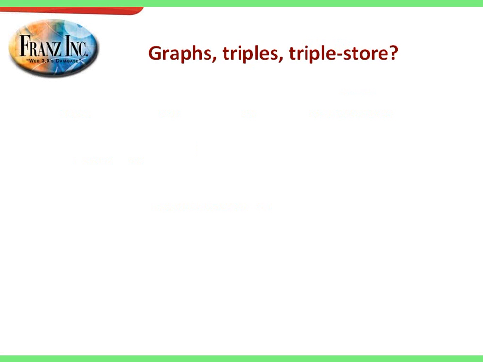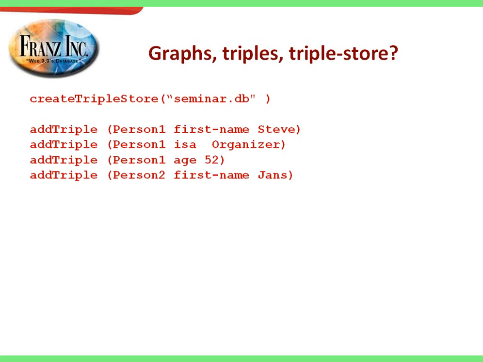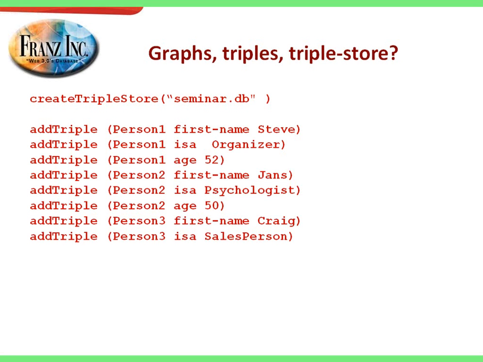But let's start with graphs, triples, and the triple store. So for those who've never worked with a triple store, if you look at the relational database, you usually start with making a schema, and then you fill in the data in your schema. With the triple store, basically what you do is you say create triple store. This is how we do stuff in one of our Python APIs. You create a triple store, now you have a triple store, and then without making a schema, you can start adding triples. And you could say that there's a person, Steve, who's an organizer in 52, or Jans is a psychologist in 50, Craig is a person at 32.